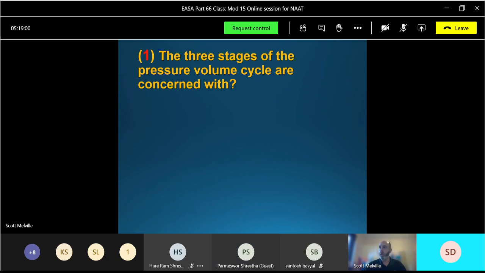Right, okay. Question one. Let's see who's feeling for it. The 3 stages of the pressure volume cycle are concerned with. So what's the 3 stages of a pressure volume cycle? Now, think of the 4-stroke cycle, but we've sort of put them together. I might change the wording in this question. But the 3 main stages of a pressure volume cycle of a jet engine. What would you think would be involved there?